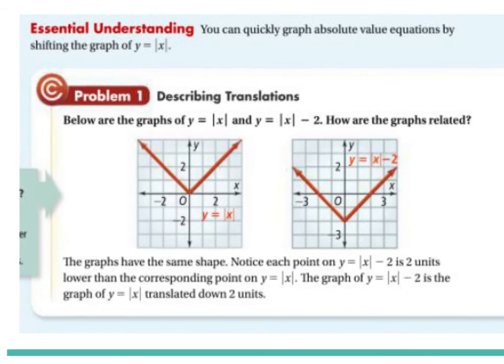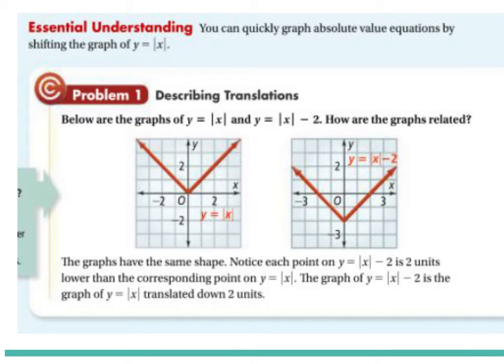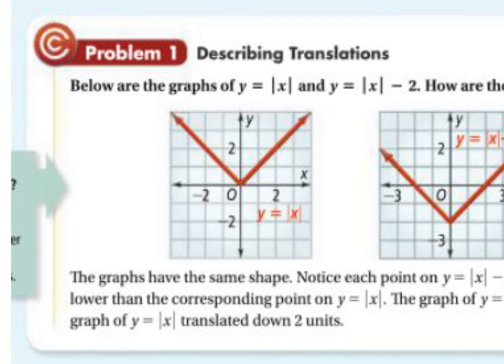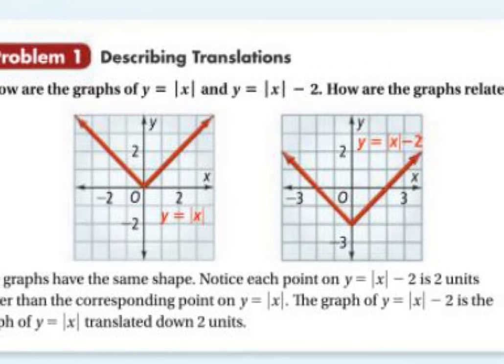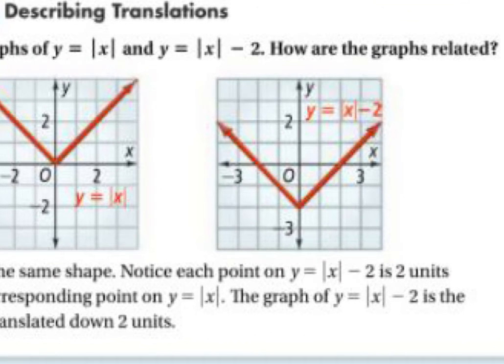When we translate a graph of y equals absolute value of x, take a look at this graph on the left. That is the regular y equals absolute value of x. The graph on the right is y equals the absolute value of x minus 2. What happened to our original graph? Roy, what happened? You moved down 2 spaces. So write that in there. Down 2 spaces.